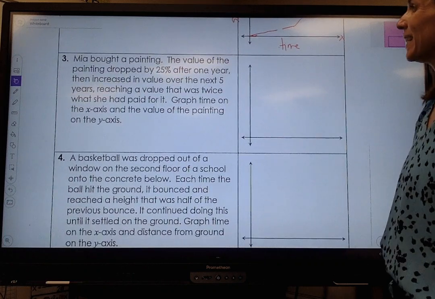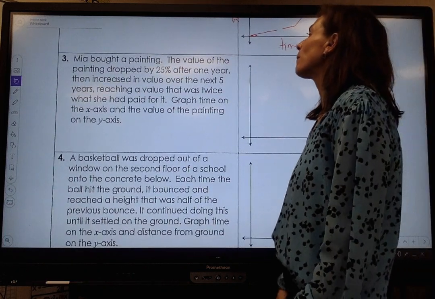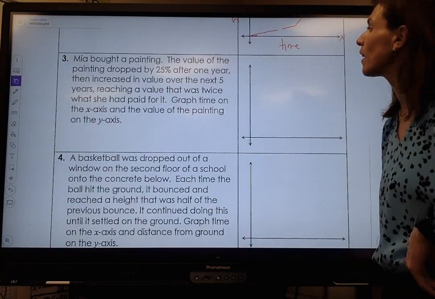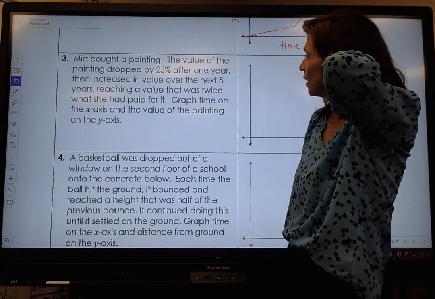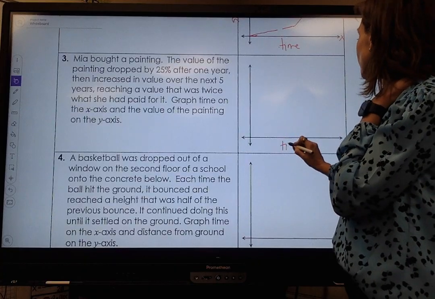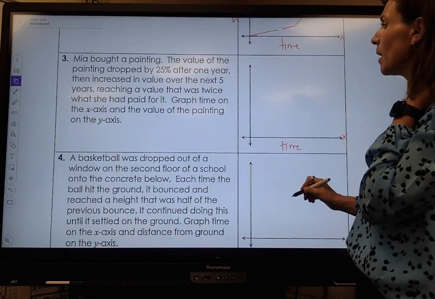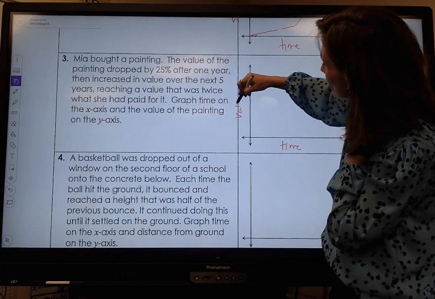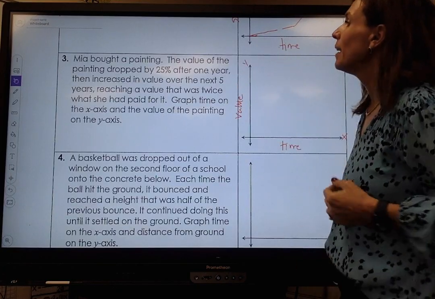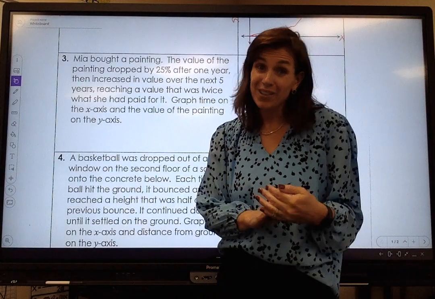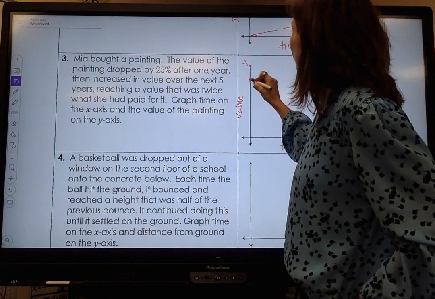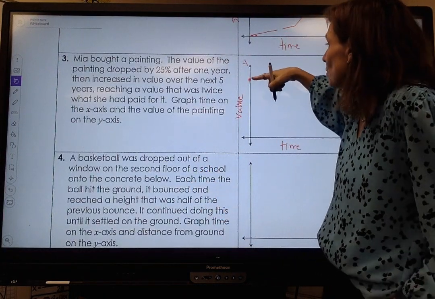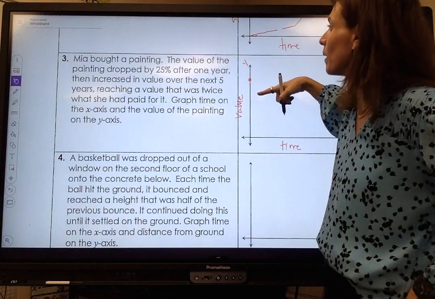Okay? Now, look at Mia. Mia bought a painting. The value of the painting dropped by 25% after 1 year, then increased in value over the next 5 years, reaching a value that was twice what she had paid for it. Graph time on the x-axis, so here's time, and the value of the painting is going to be on the y. Now, she bought a painting, so her value is not 0. Let's say she paid this much. It doesn't matter what your beginning point is.